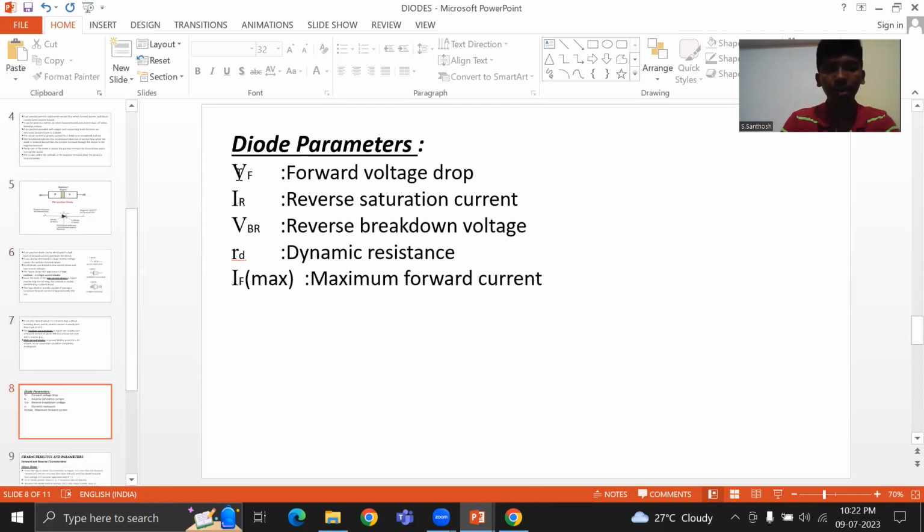Going on further, these are a few parameters that you should remember before you head further. That is VF, forward voltage; IR, reverse saturation current or the reverse current; VBR, reverse breakdown voltage; RD, dynamic resistance; and maximum forward voltage or maximum forward current, IF.